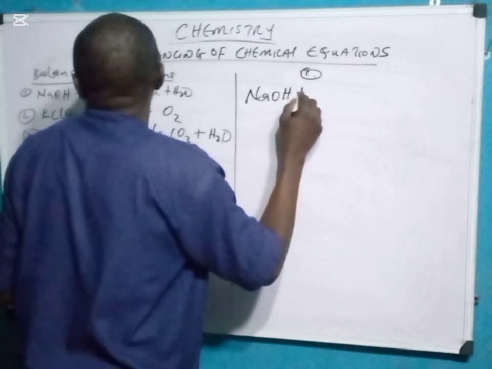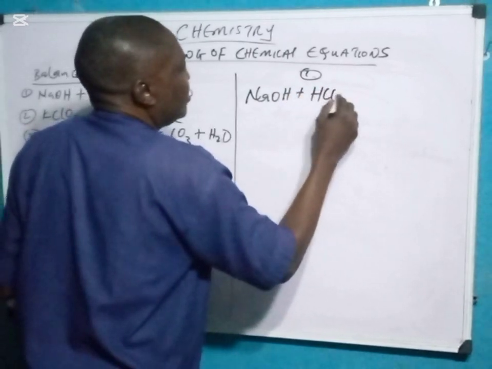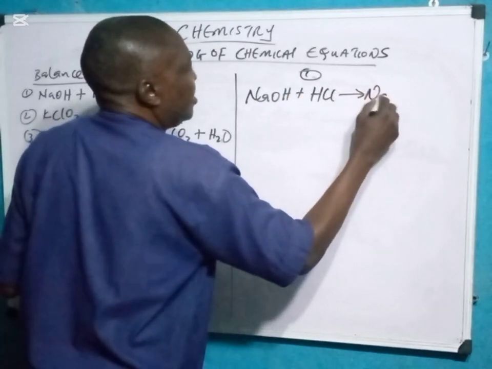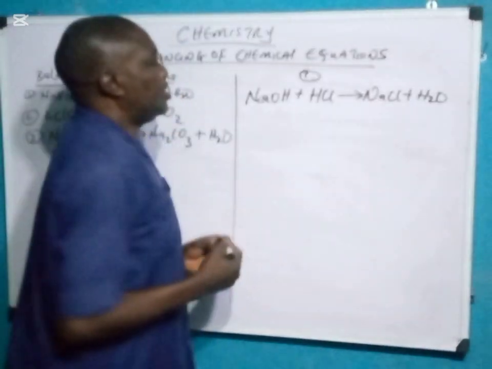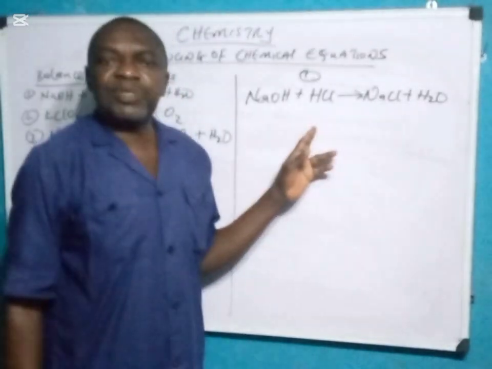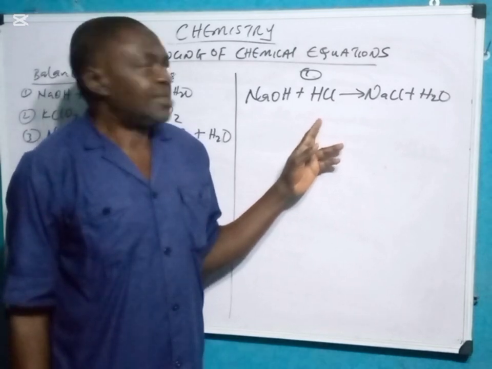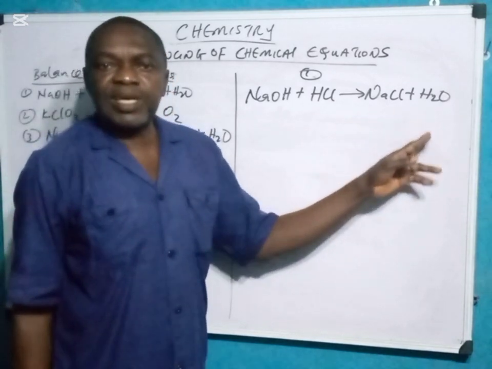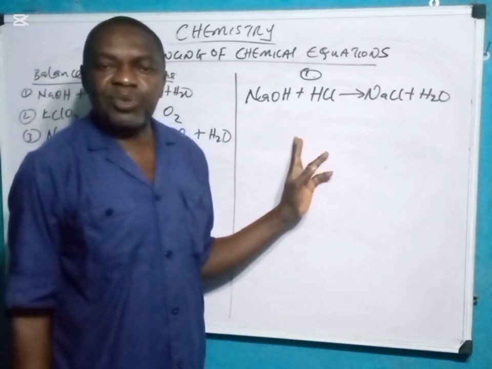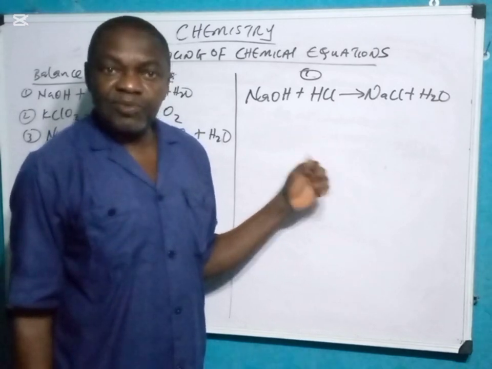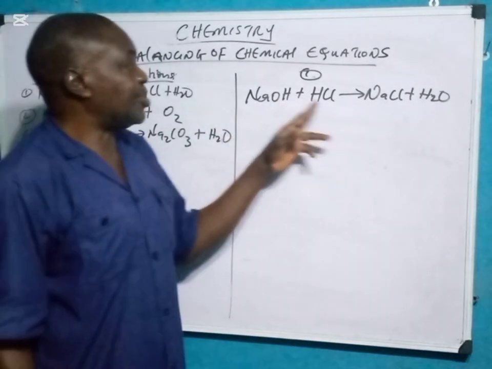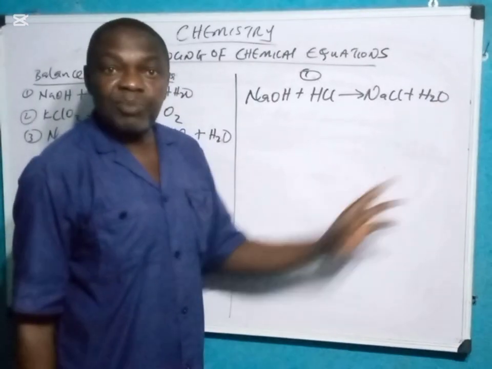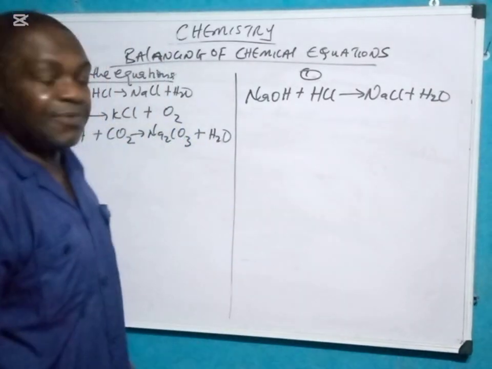NaOH plus HCl will give you NaCl plus H2O. This is sodium hydroxide reacting with hydrochloric acid to give you sodium chloride plus water. The state of the reactants and products are not included for this question. But if you want to include the state, you know that these are aqueous solutions, aqueous, and this is a liquid, but we are not considering that for now.